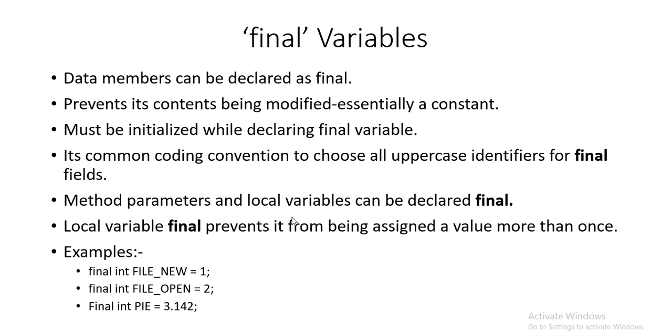Next are method parameters. There is a possibility that method local variables or method parameters can be declared as final. A final local variable prevents it from being assigned a value more than once. Once you assign any value to a final variable or final data member, you cannot assign any value to it again. Once you assign a value at the initial stage, that is final.